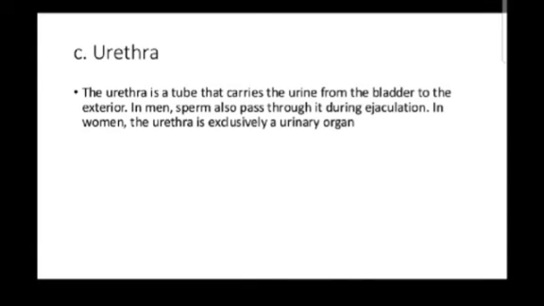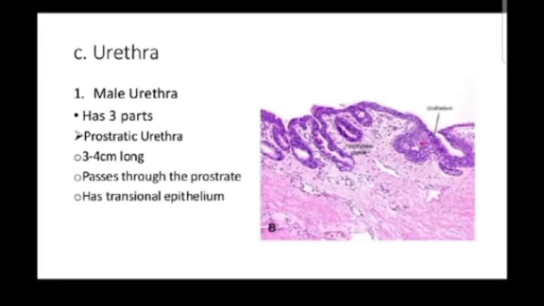The urethra is a tube that carries the urine from the bladder to the exterior. In men, the sperms also pass through it during ejaculation. In women, the urethra is exclusively a urinary organ. And there is a difference between the male and female urethra. In the male urethra we have three parts.